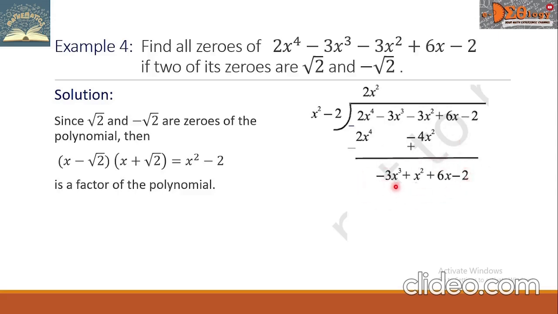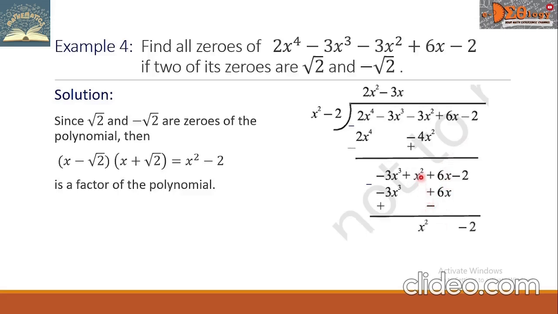This negative 3x^3 divided by x^2. The answer is negative 3x. This negative 3x we multiply to each of the terms of the divisor. The answer is negative 3x^3 and positive 6x. Let us subtract. Let us change the sign of the terms of the subtrahend. This negative becomes positive. The positive becomes negative. Then we add: negative 3x^3 plus 3x^3 cancel. Positive 6x plus negative 6x also cancel out.